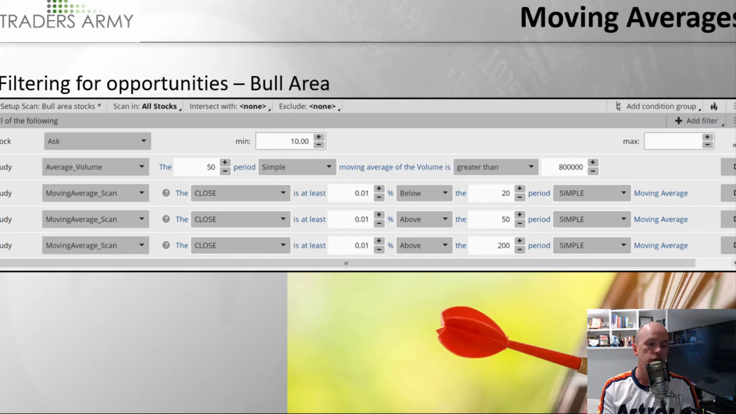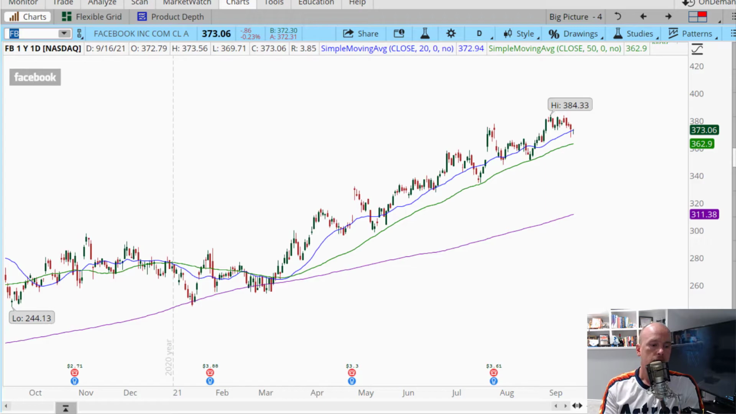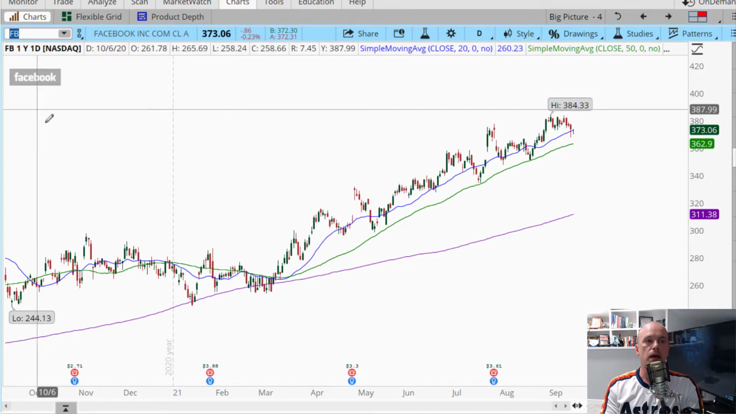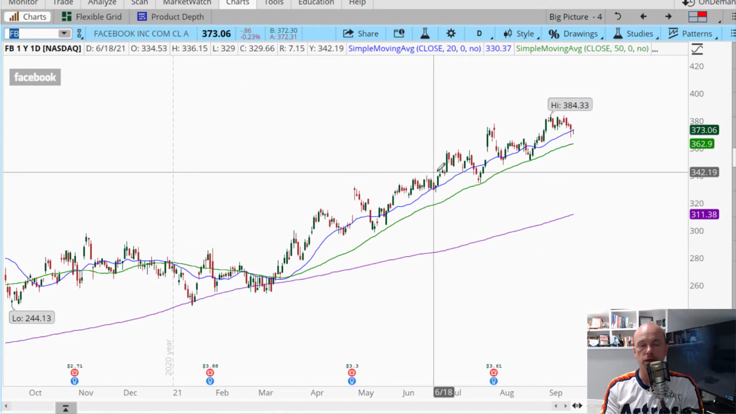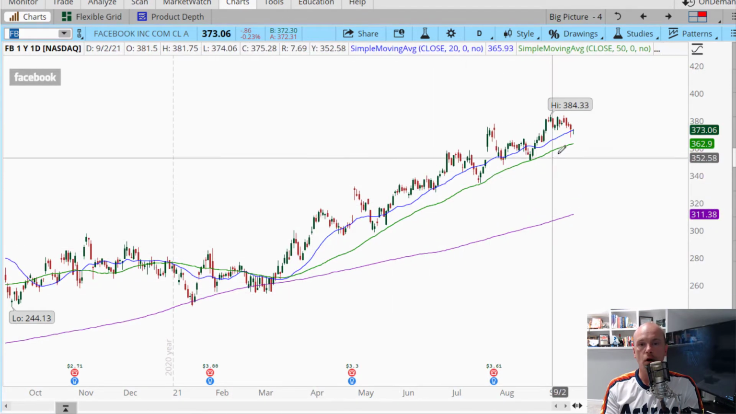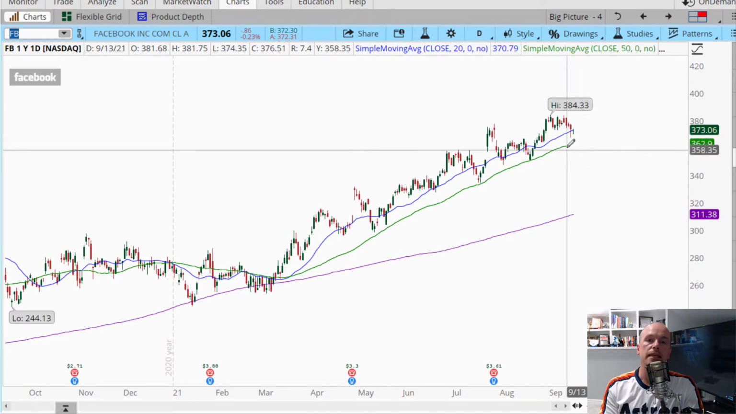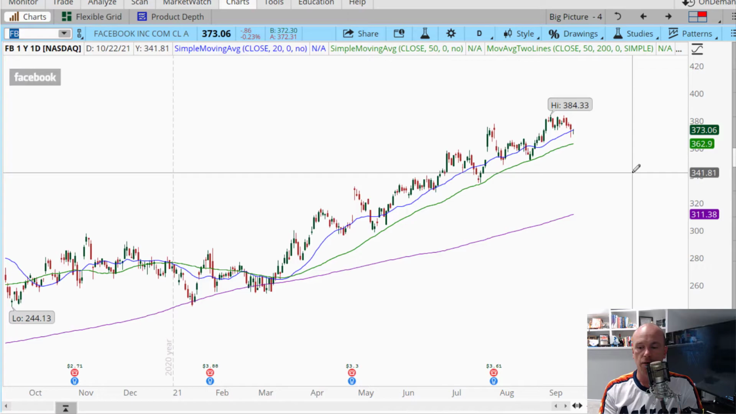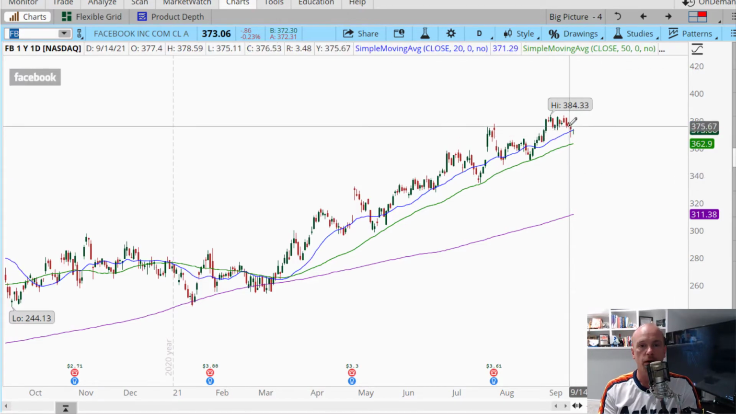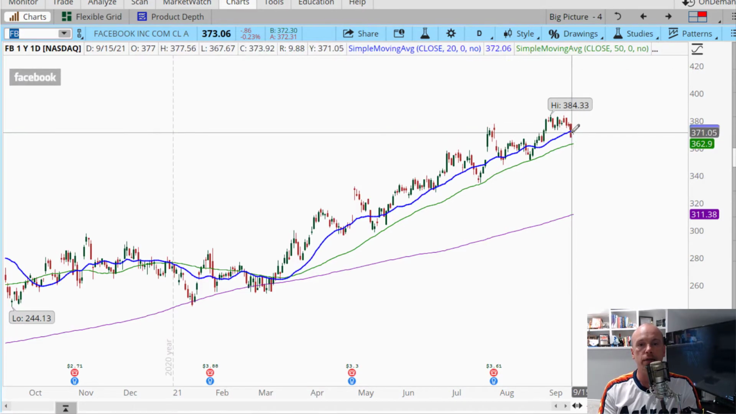But let me shift over and show the platform. So here is the platform, and this is the Facebook stock that I was just talking about, and the picture that I took a snapshot of in order to put it on the screen for today. We can see that Facebook, as of today, and we're recording this on Thursday, September the 16th, 2021, Facebook has pulled back into the bull area.